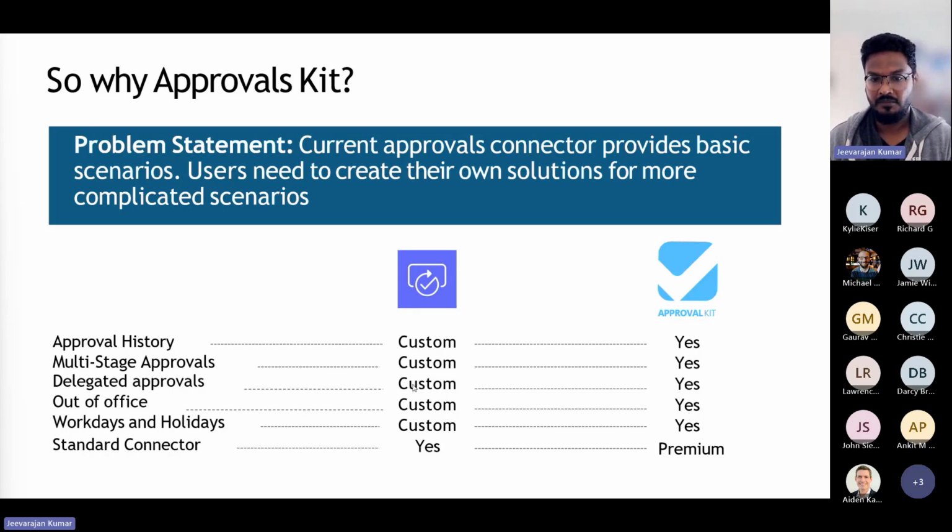And then we have delegated approvals covered in Approvals Kit, and also out of office. And if there are any work days and holidays planned for the resources, that's been covered as well. The only difference is, of course, it comes with a cost. When I say it comes with a cost, there is no separate cost associated with Approvals Kit itself. It just requires a premium connector because we are using Dataverse tables. We are reading and writing data from Dataverse. That's why.